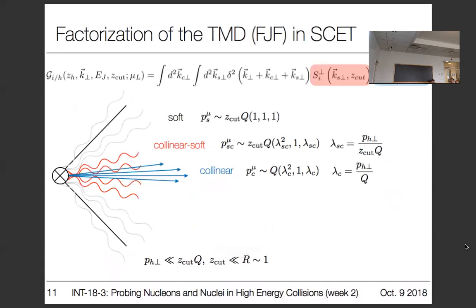And in the effective field theory, we focus on this kinematic constraint, which seems to be the most relevant one, especially if you're planning to study the small transverse momentum limit. Usually z_cut is taken to be 0.1, and that's the numerics that we're going to do here. In this kinematic regime, you have two relevant modes that will contribute to the measurement, the collinear-soft modes and the collinear modes, with this scaling each one. And then we can refactorize the TMD FJF further into a soft function and a purely collinear term.